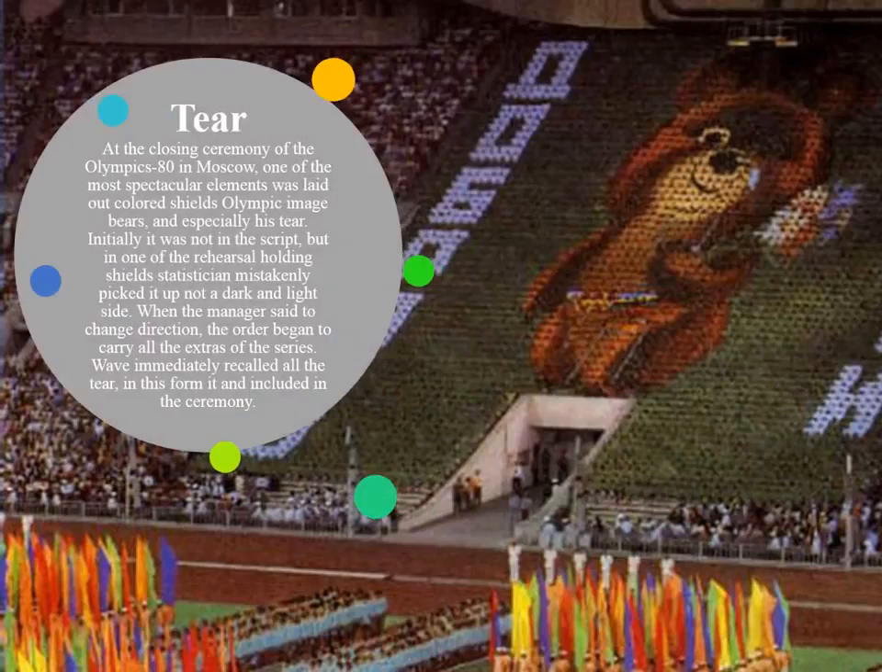Bear. At the closing ceremony of the 1980 Olympics in Moscow, one of the most spectacular elements was laid out with colored shields, the Olympic bear image, and especially his tear. Initially it was not in the script, but in one of the rehearsals, a man holding shields mistakenly picked up the wrong side, not a dark and light side. When the manager said to change direction, the order began to carry all the extras of the series. The wave immediately recalled all the tear, and in this format it was included in the ceremony.